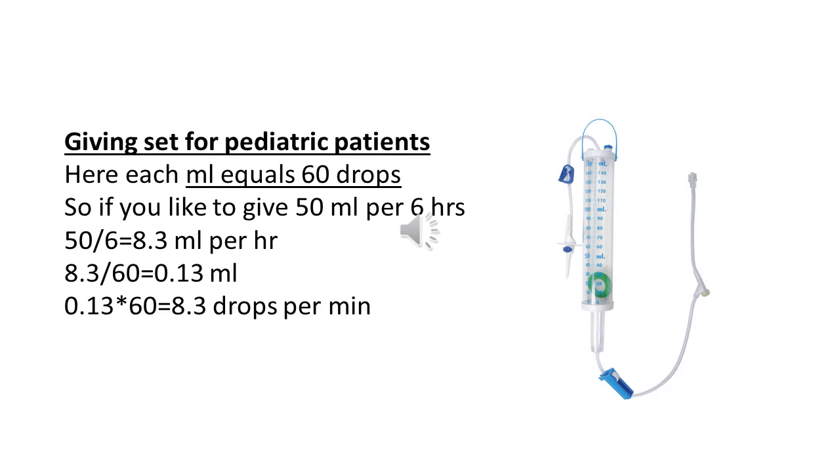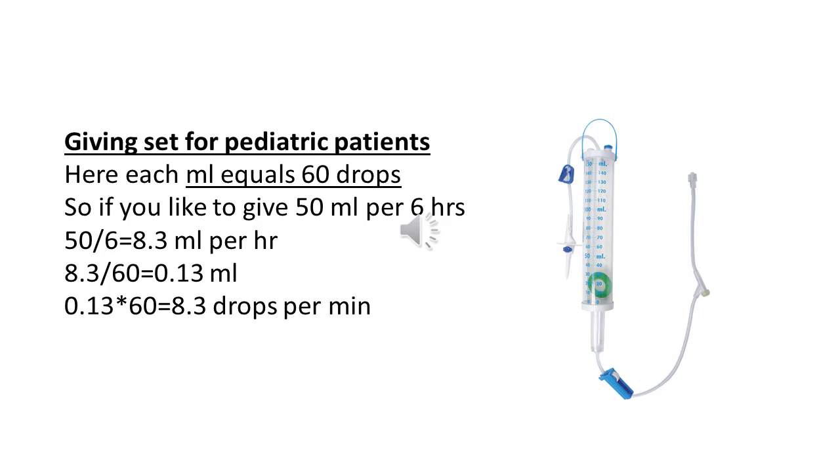For pediatric patients, the giving set is different. It is a big bottle, as you can see in this image, and you fill it with the amount that you need to give. Below this big bottle there is a small tube in which you can see the drops coming, and again you should calculate the number of drops per minute. Each ml here equals 60 drops. The drops here are smaller in size.